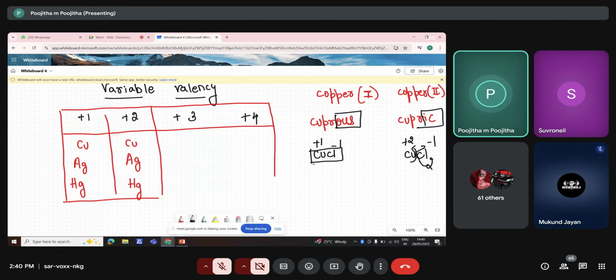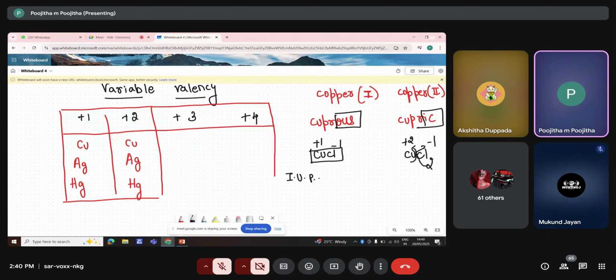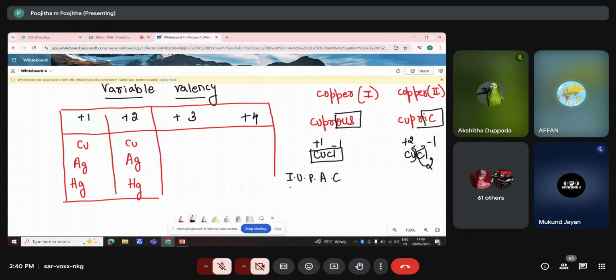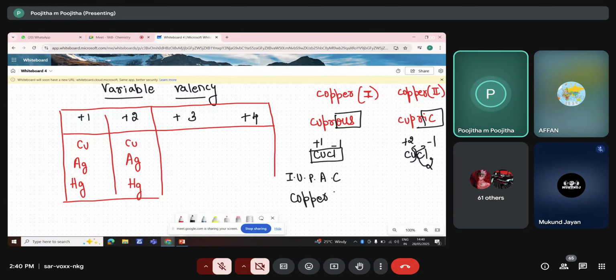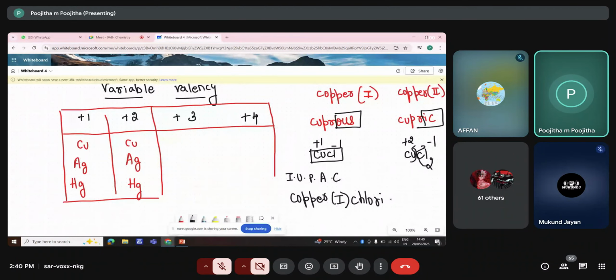According to the new system, the IUPAC system of naming, copper what chloride? IUPAC name: copper in the bracket, what is the valency? Valency is 1, written in Roman numerals enclosed in the bracket. The non-metal is chlorine, so the name should end as chloride. So according to the IUPAC or new system of naming, the name for the compound CuCl is copper(I) chloride.